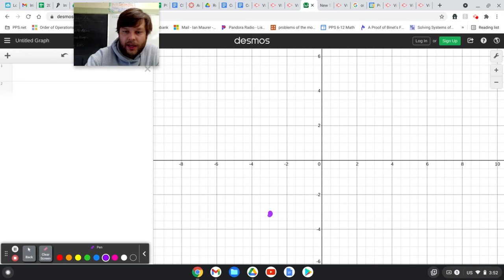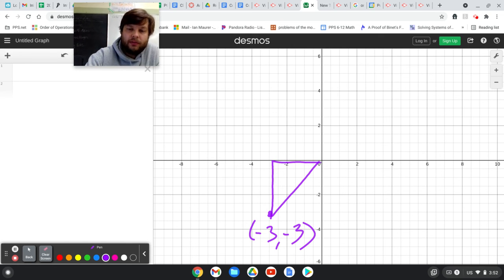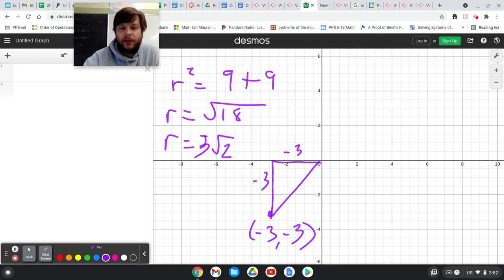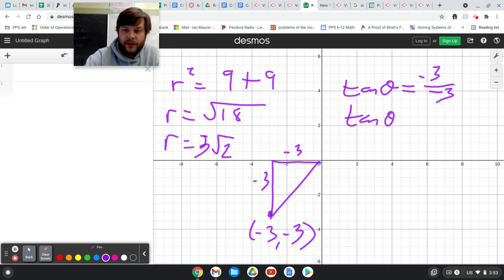So I know this one has an x and a y value of -3 and -3. The distance to the origin can be found with this right triangle where you have a -3 and a -3. So r squared equals 9 plus 9, because that's 3 squared. So r is going to be the square root of 18. r is going to be 3 square root of 2. And then the tangent of theta is going to be -3 divided by -3. So the tangent of theta is equal to 1. So theta is the inverse tangent of 1.